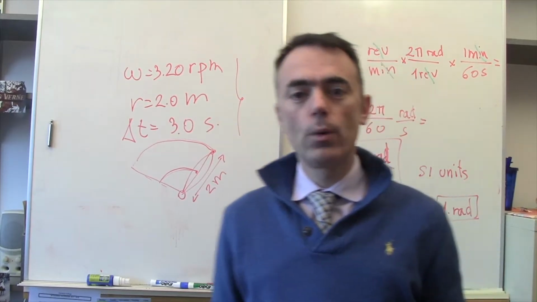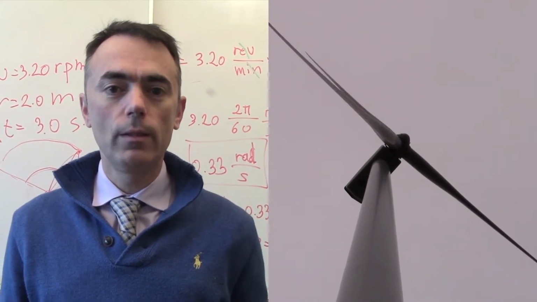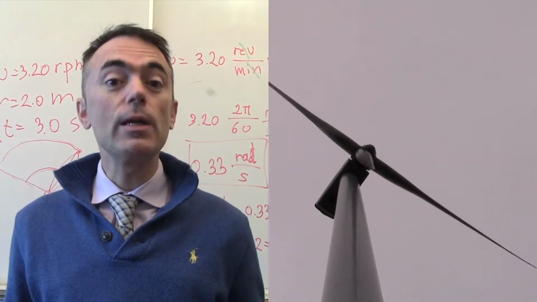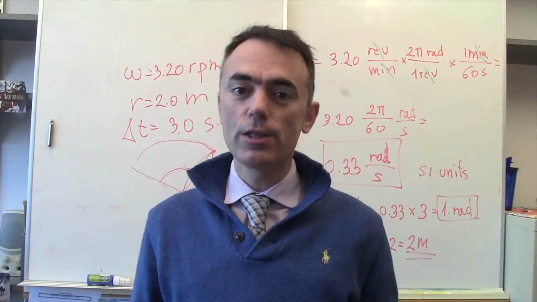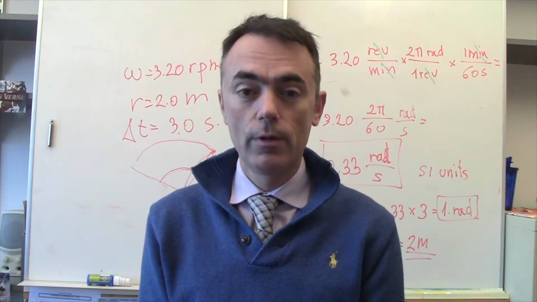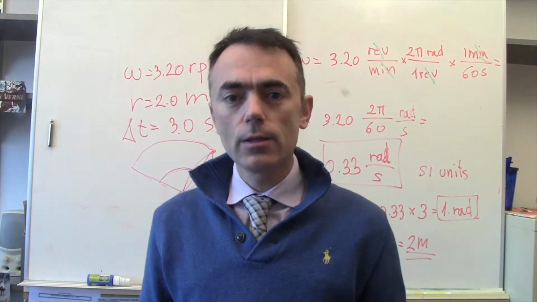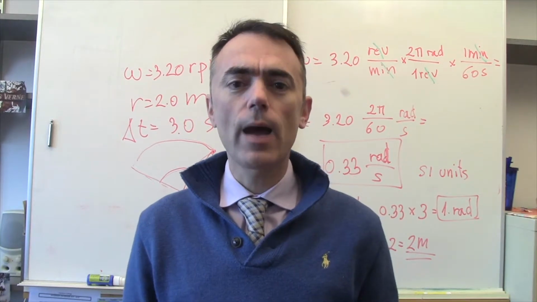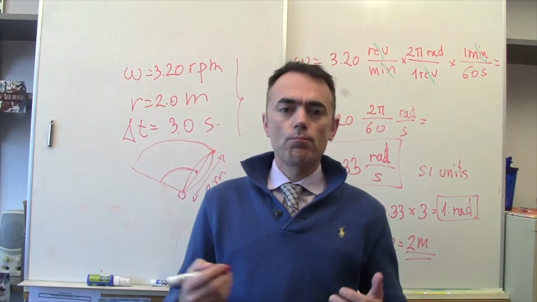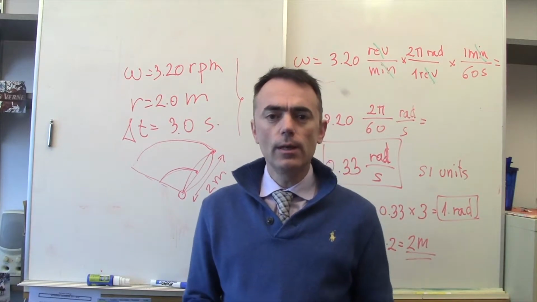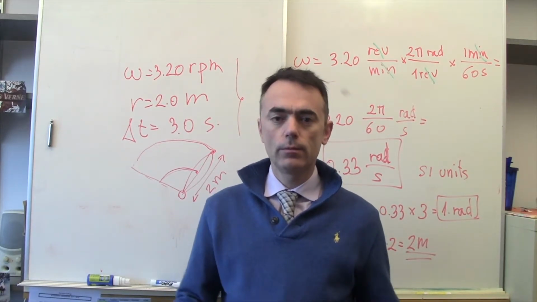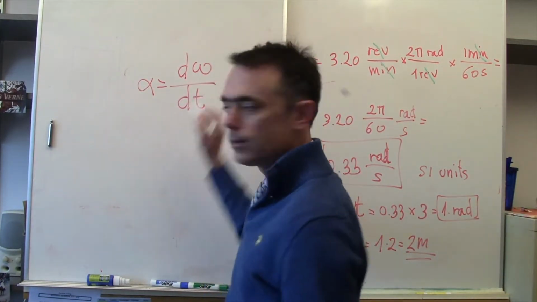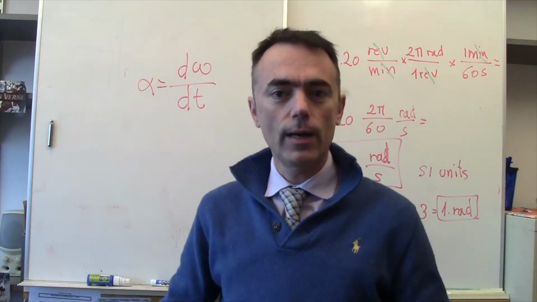Now, what happens when suddenly the wind starts to blow and the blades of a wind turbine begin to rotate from rest? Well, we have acceleration there. And just as the change in speed leads to the concept of linear acceleration, a change in angular speed leads to the concept of angular acceleration. An object's average angular acceleration during a time interval delta t is the change of its angular speed divided by delta t. So that's for the average angular acceleration.